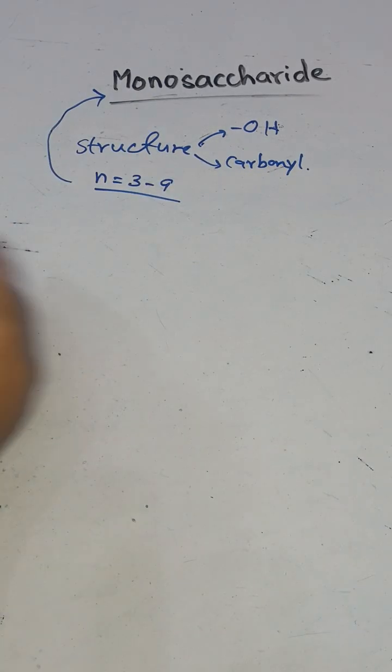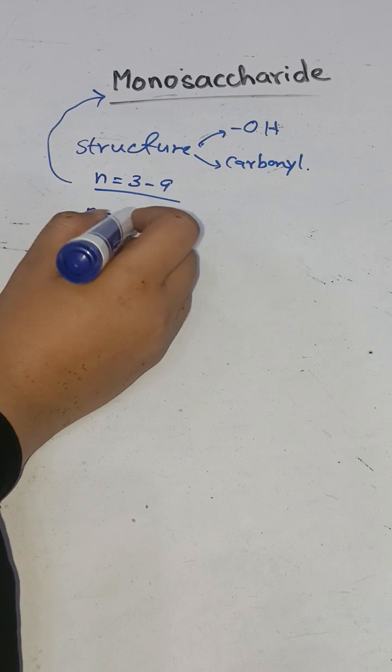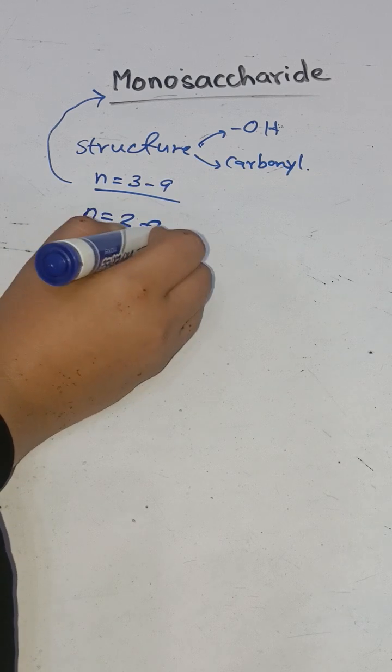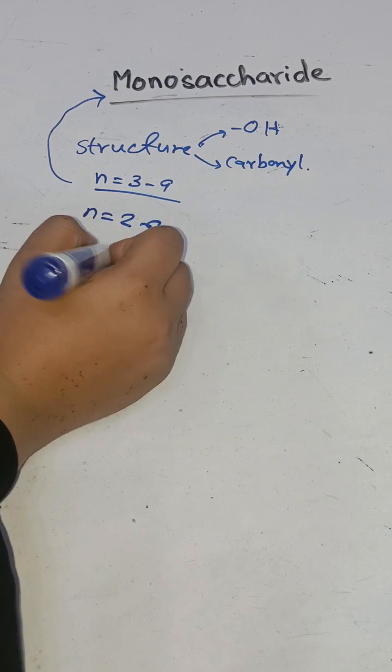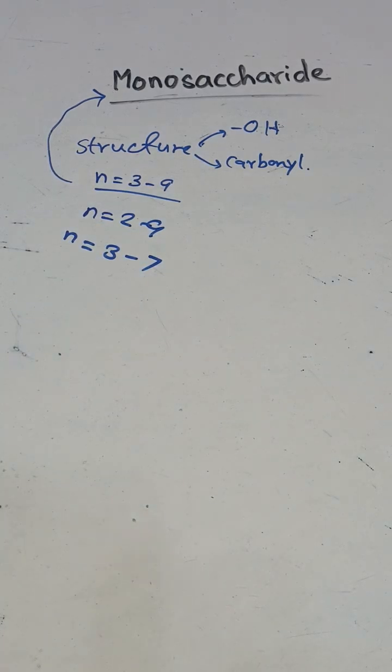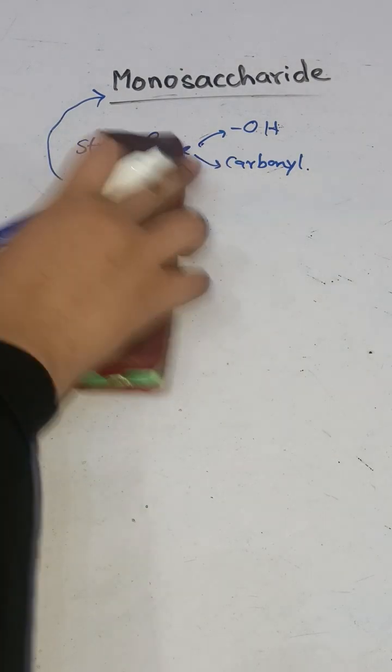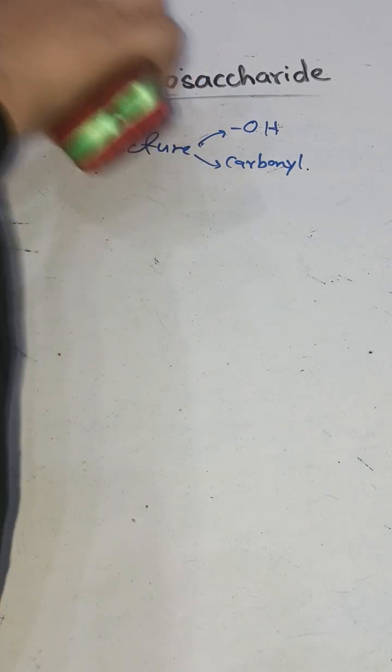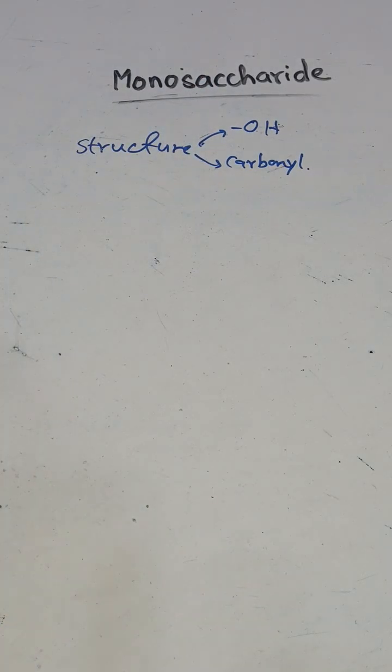Or you can say in the case of oligosaccharide, the number is from 2 to 9, but in the case of monosaccharide, the number is from 3 to 7 or 3 to 9. Okay, so these things can happen. Now, in the case of oligosaccharide, they have said that the number can be 2, but I don't think there is any sugar that can exist of 2 carbon atoms. But if there is one, then I will tell you. This is the structure of monosaccharide.